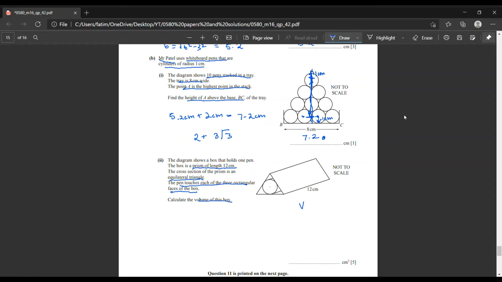So the volume of the box will be the area of the cross section times the length. So in this case, the area of the cross section is this triangle, and it's actually unknown to us. And the length over here is 12 centimeters. Okay, so this is just for some understanding purposes. I'll just erase this.